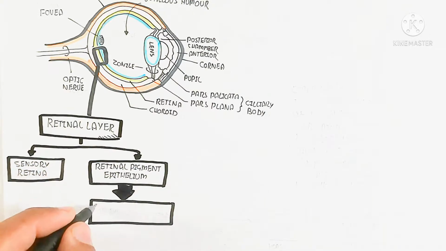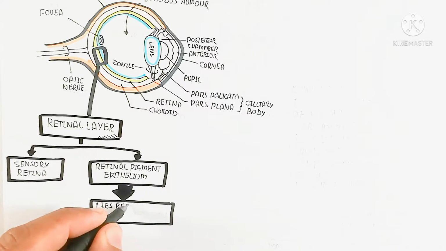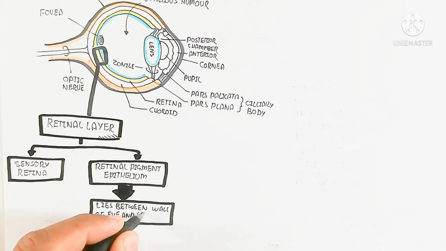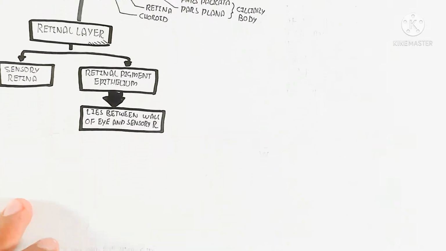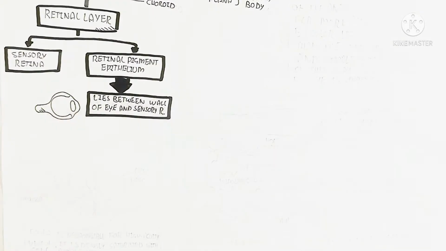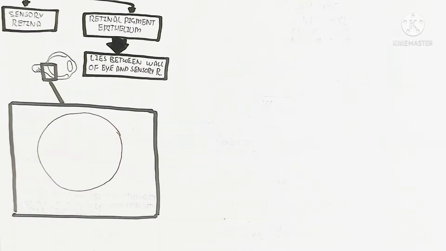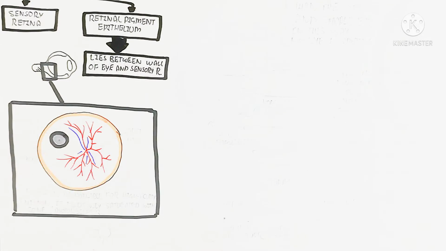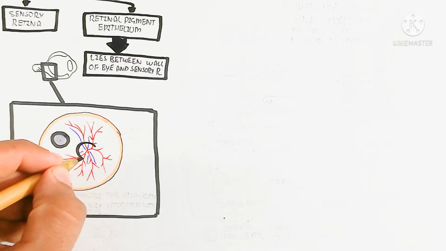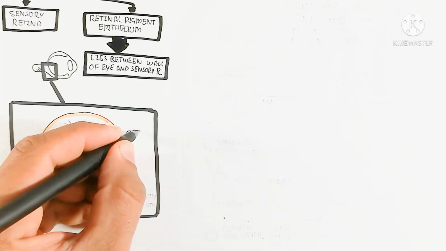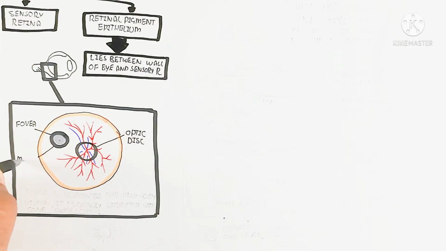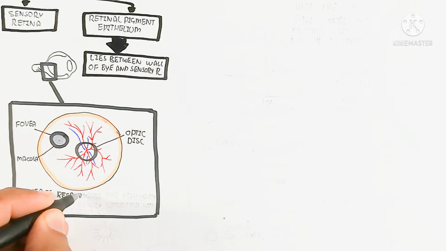And here is the retinal layer we will discuss: the sensory retina and the retinal pigment epithelium, which lies between the wall of the eye and the sensory retinal layer. So let's begin to understand the retina. That is very important and we need to understand it. Here is the back part of the retina, which contains blood vessels used for the nourishment and oxygenation of the eyes.